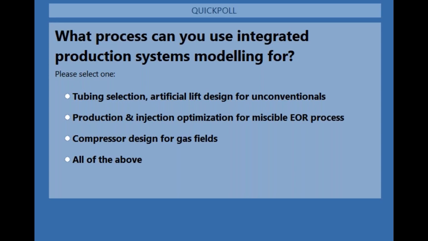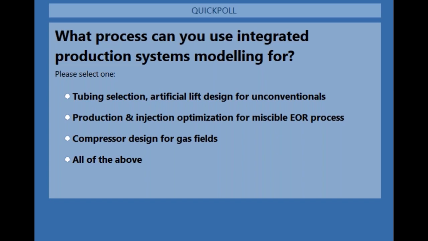So at this time, I'd like to ask another question to the audience, and similarly, a question will pop up on your screen. The question is, what process can you use integrated production systems modeling for? And some of the options that we can think of and are on the screen is tubing selection, artificial lift design for unconventional reservoirs, because you see a lot of flow assurance and lift issues in those kind of reservoirs, slugging effects and things like that.